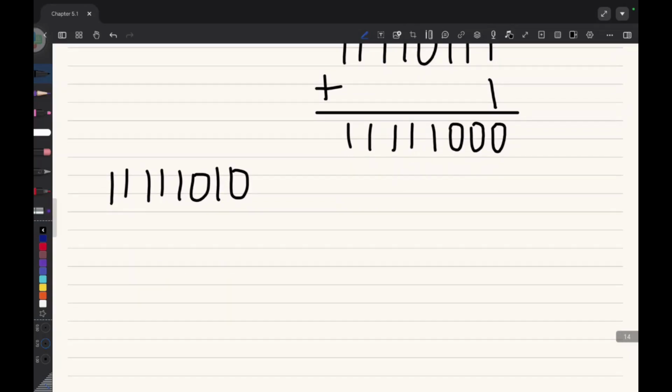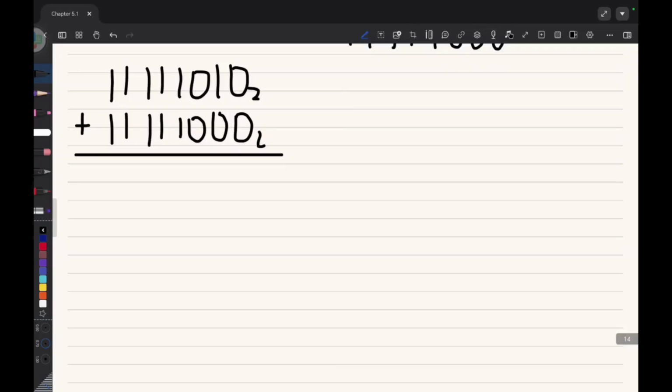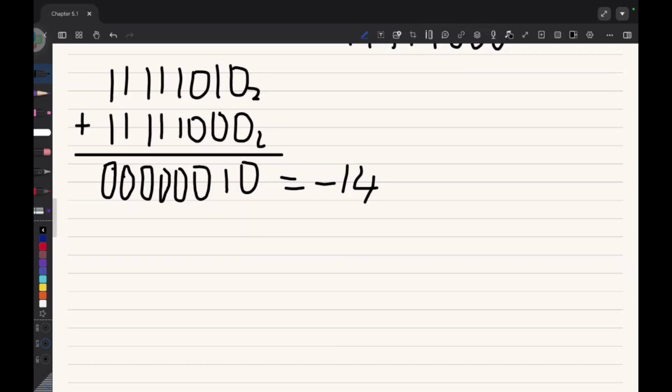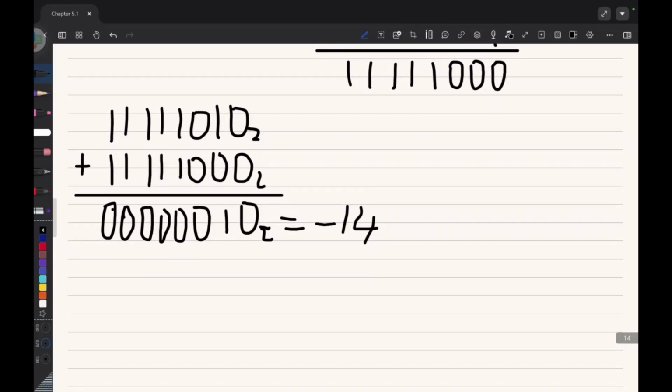Then we take this one again in binary. Then we have 1 1 1 1 1 0 0 0 in binary. Then now we add these numbers. Here we're going to have a 0, a 1, a 0, a 0, 0, 0, 0, 0, and then the 1 is discarded. All right. This is going to be our negative 14. Surprisingly so. All right. This is how it works.